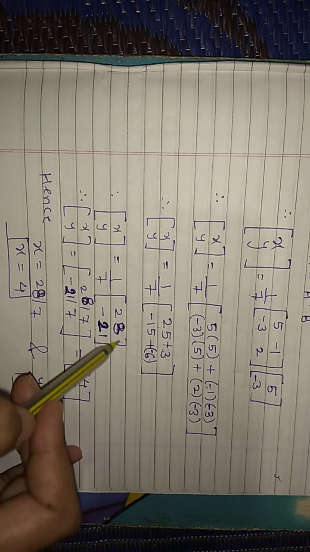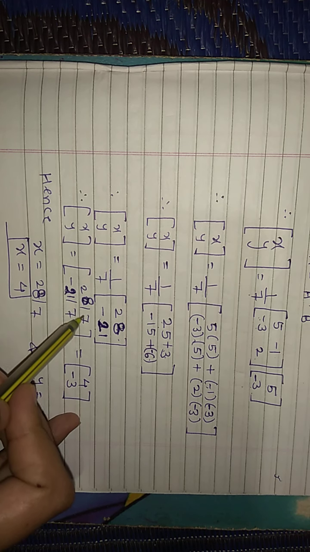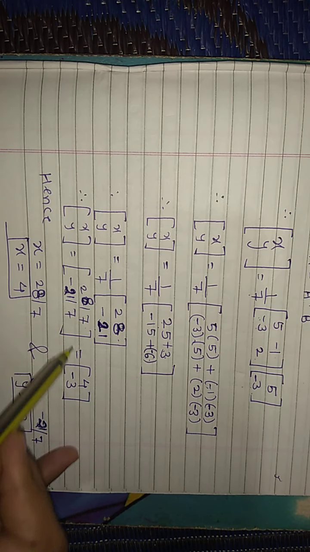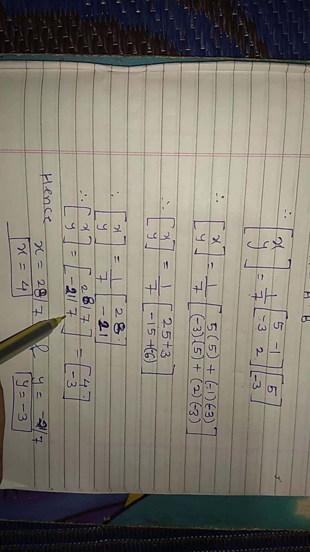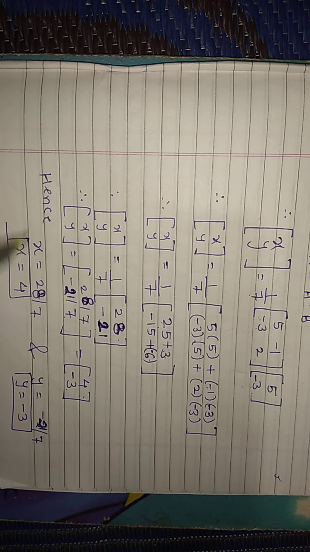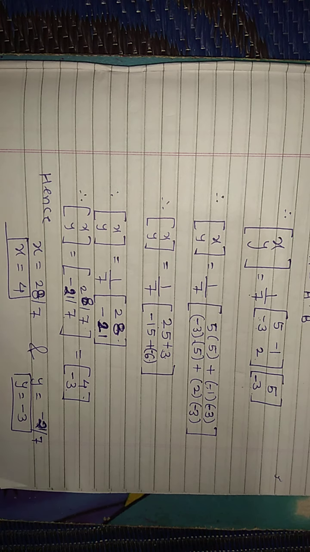Now 1 upon 7 we multiply inside the bracket. So 28 upon 7 and minus 21 upon 7. 28 upon 7 is equal to 4 and minus 21 upon 7 is equal to minus 3. You can write like this, otherwise x is equal to 4 and y is equal to minus 3.